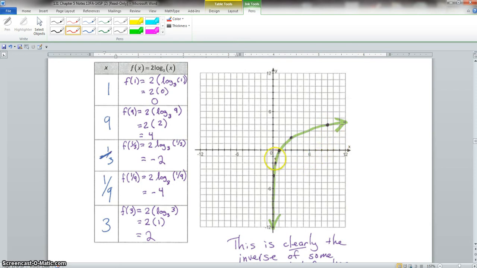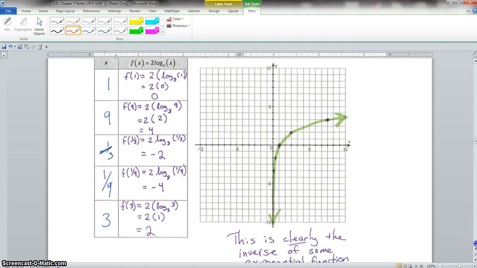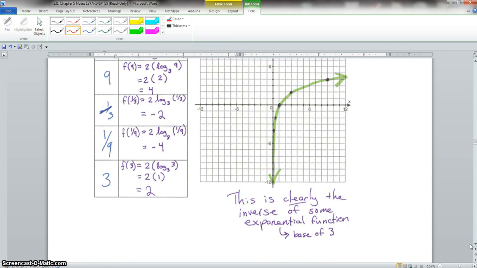Then you will have 1/3, negative 2, which is about here. 1/9, and we had negative 4, which is about here. And then we will have 3, 2. Now it says here, this is clearly the inverse of some exponential function base 3. Because if you look here, if we draw our identity line here, we know that the inverse graph will go this way as well.